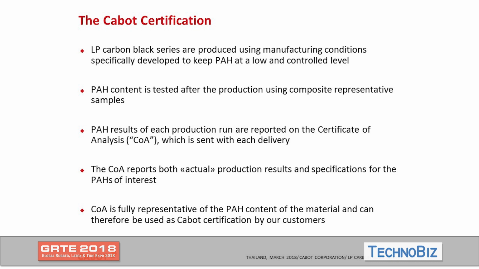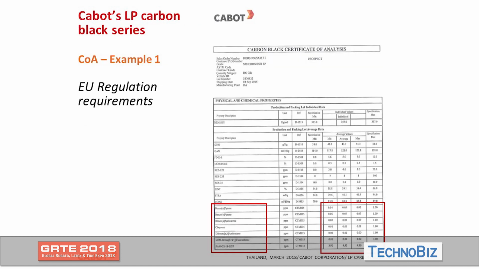So all of the pallets, all of the material we send out, we're always going to send with our standard COA together with our specifications. So the COA reports both the actual production result and the specification for the PAH content. And I can show a few cases here.